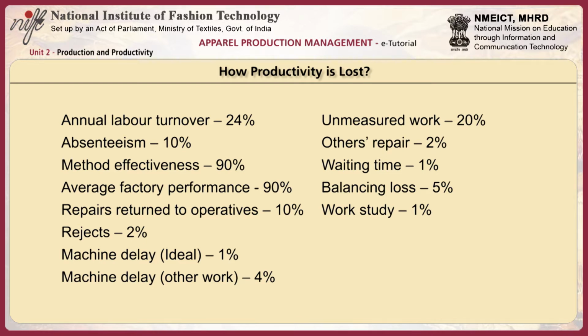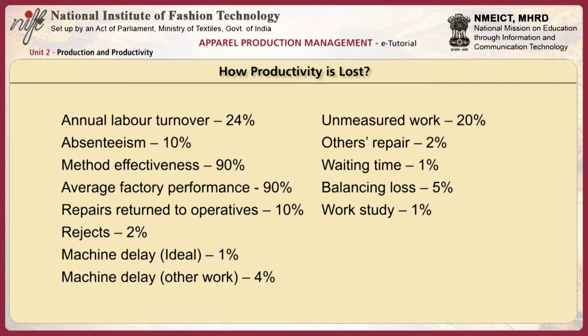In such a scenario, the annual labor turnover is 24%. Absenteeism of operators is at 10%. Methods effectiveness is at 90%. The average factory performance is at 90%. Repairs returned to operatives, that is alterations, is at 10%. Rejects is at 2%.